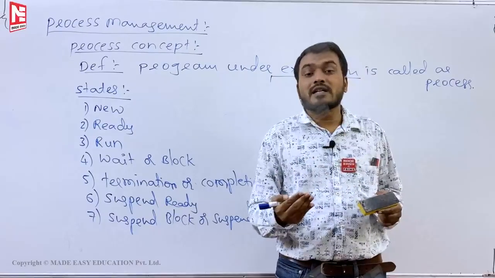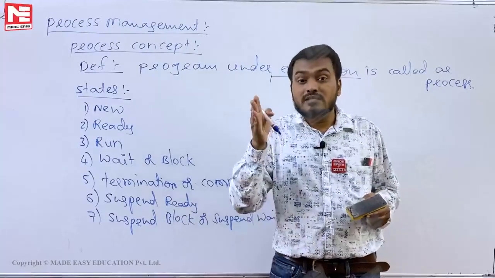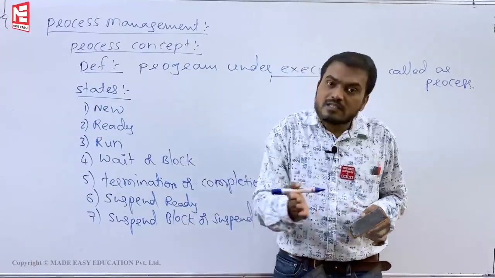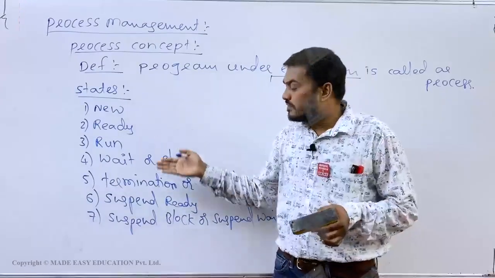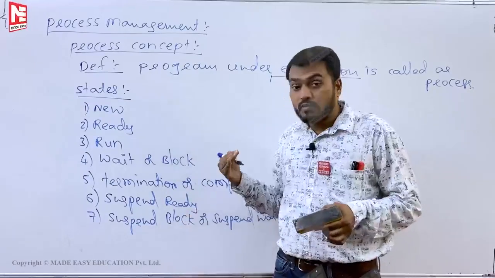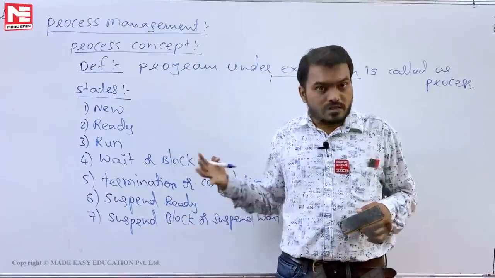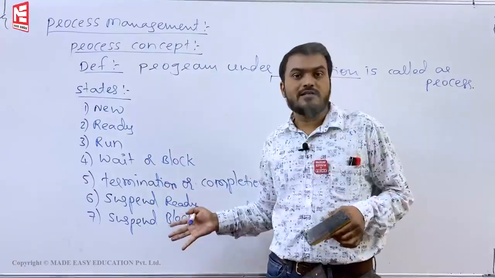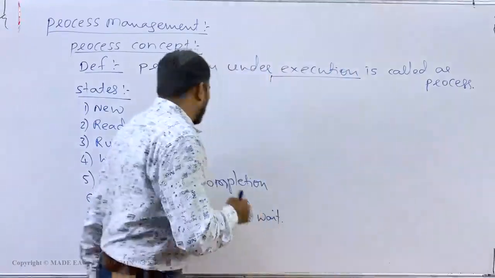What is the meaning of life cycle? Life cycle means from process creation to process termination. So what activities it will perform and how the process will move from one state to another, that we are going to study in detail. In the next 10 minutes we will start the process state diagram and understand all the states. So just remember all that.